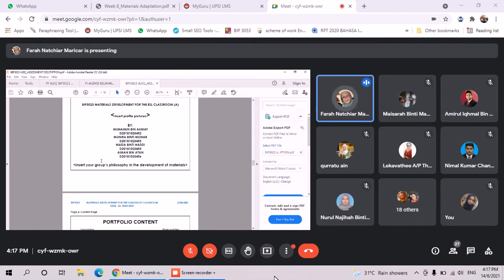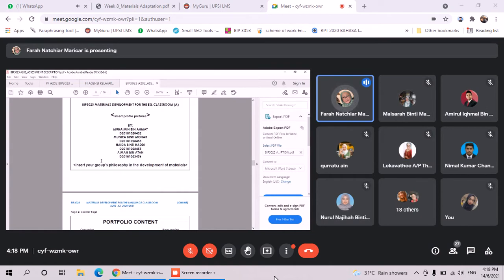Okay, so insert your group's philosophy in the development of materials. Just like the way you become a teacher, you have your own philosophy, your own beliefs. Teachers have their own beliefs. You believe that you have to do things this way. You believe that whenever you want students to pay attention, you must have some kind of reward. For example, those are your beliefs. And then you transform those beliefs into a philosophy, or you can say your own motto, your own slogan, your own guiding principles.